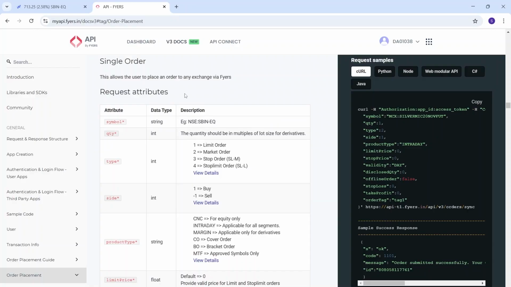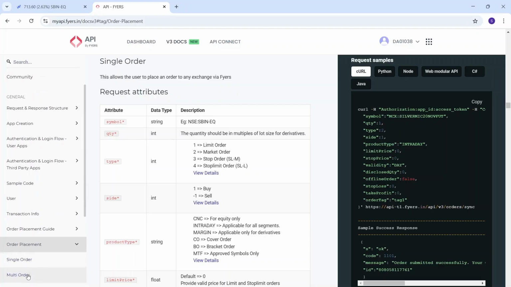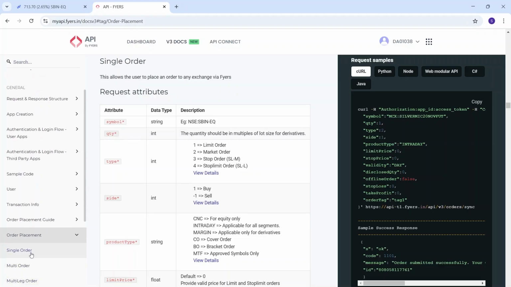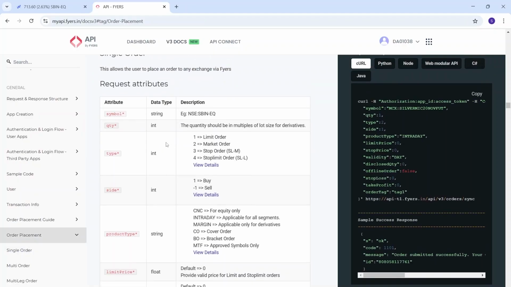So I am on the documentation tab and I've clicked on the single order on the left side. You can put order placement, just click on order placement, and in order placement I've clicked on single order. And these are the attributes. So let's go through one by one.